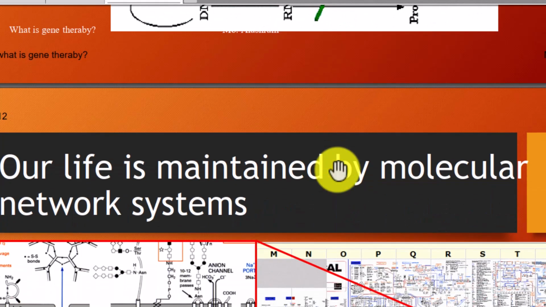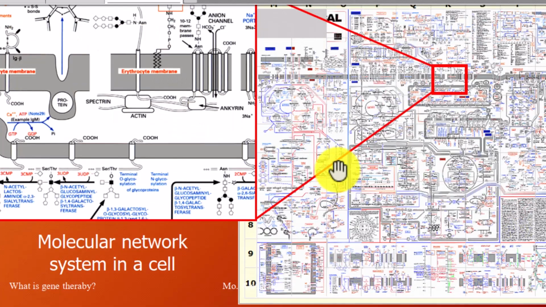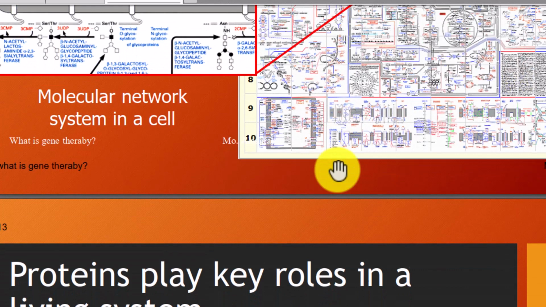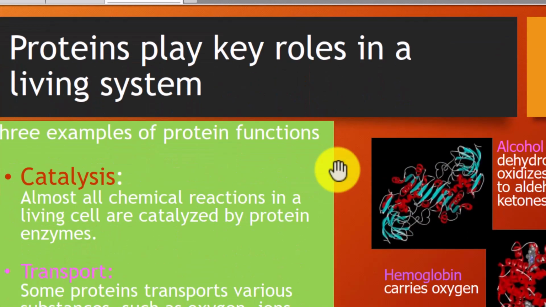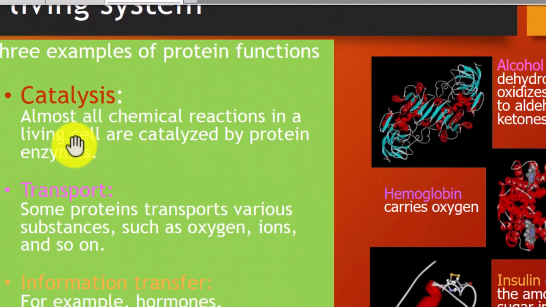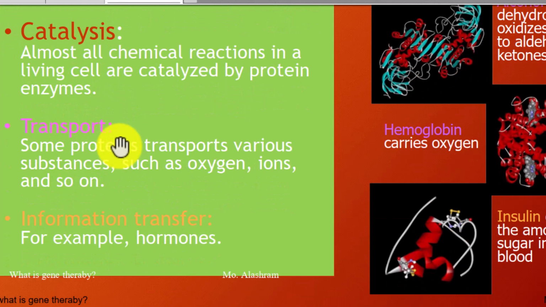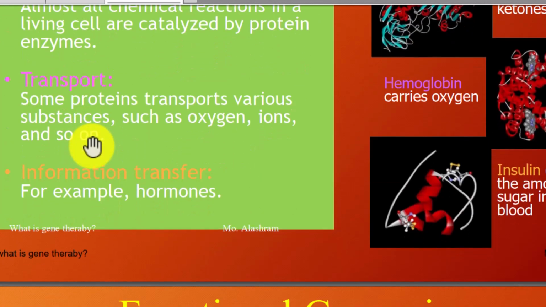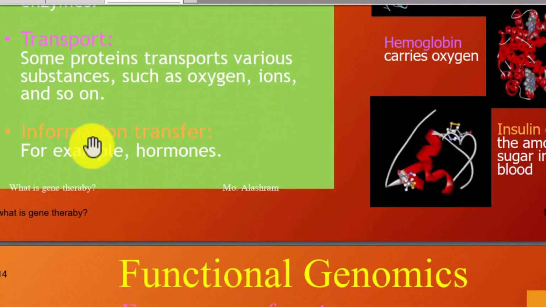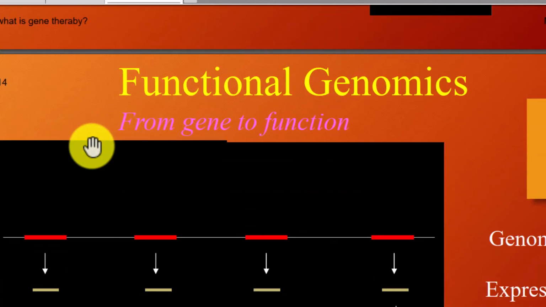Function. Our life is maintained by a molecular network system in the cell. Protein plays a key role in the living system. 3 examples of protein function: catalysis. Almost all chemical reactions in the living cell are catalyzed by protein enzymes. Transport. Some proteins transport various substances such as oxygen, ions, and so on. Information transfer, for example, hormones.